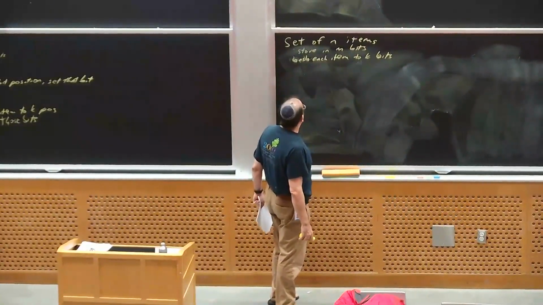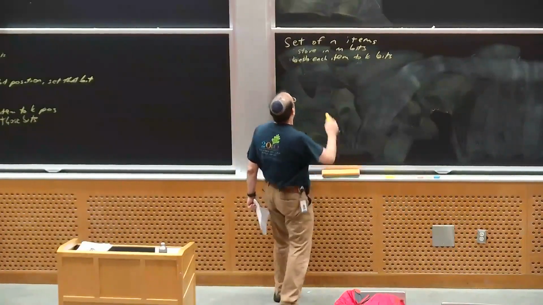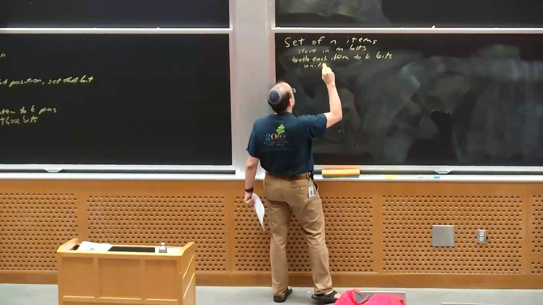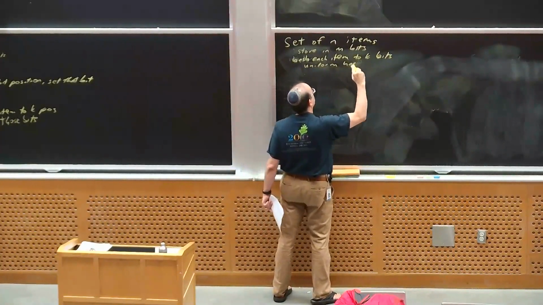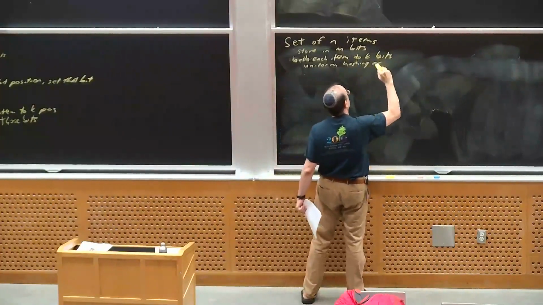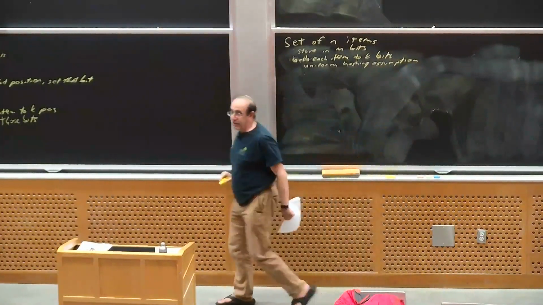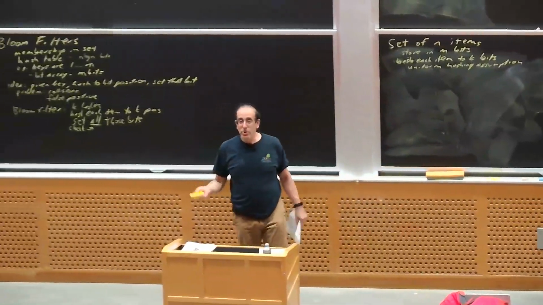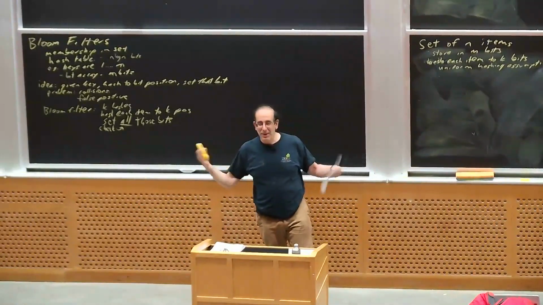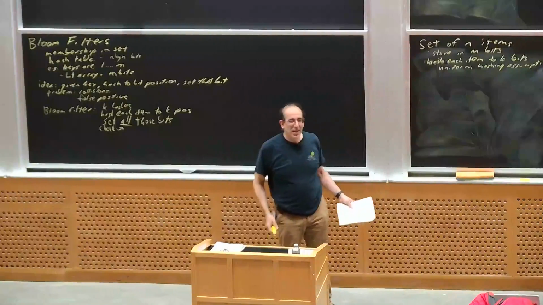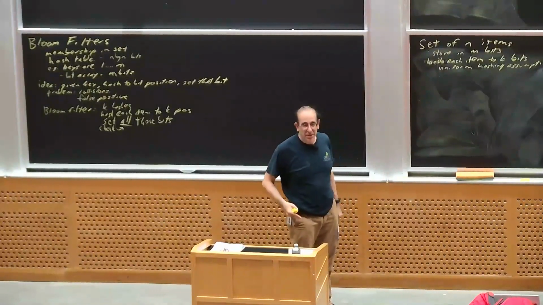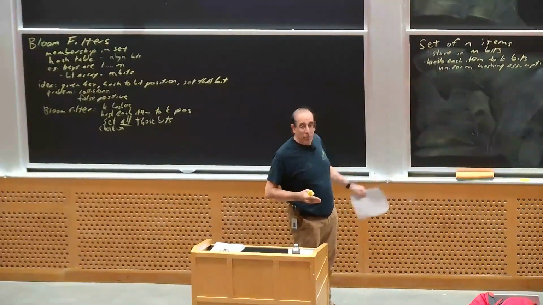What was I going to say? Hash each item to k bits. Oh, yes. I am again going to use the uniform hashing assumption. It's actually very straightforward to show that you can use your typical pairwise independent hash functions if you choose each of those hash functions independently. But I won't go into those details.